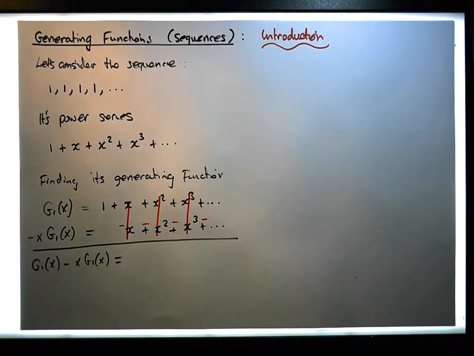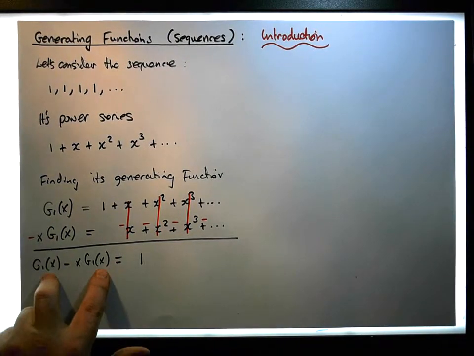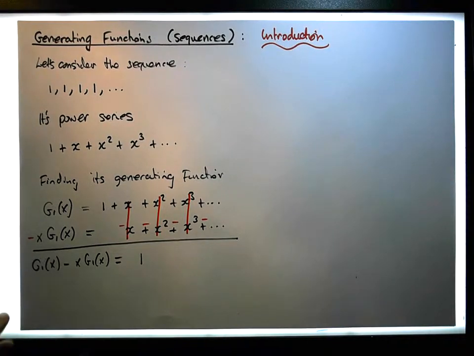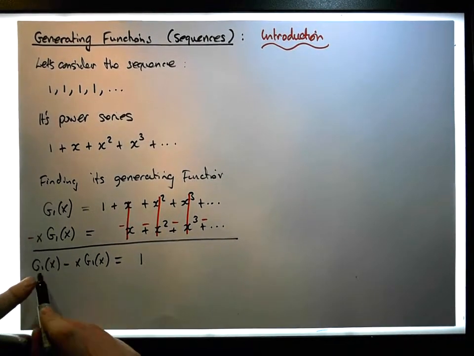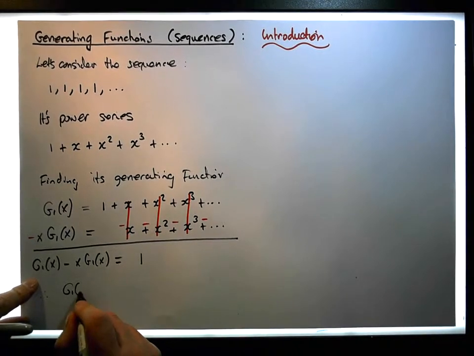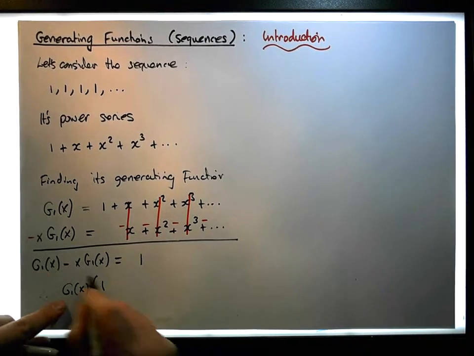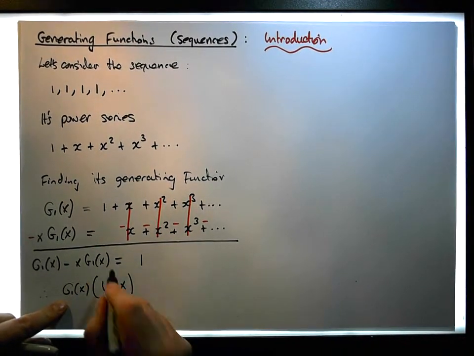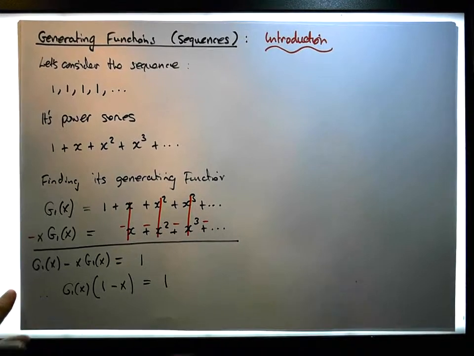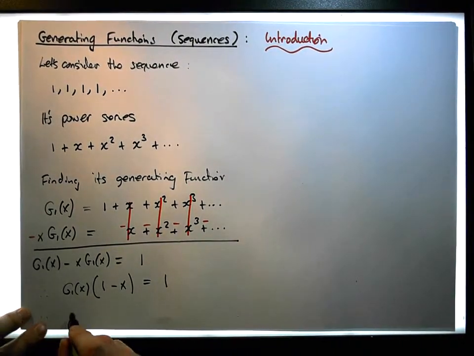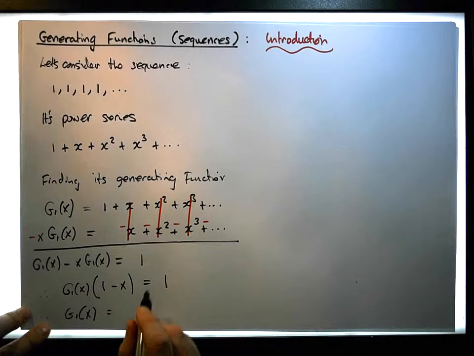And what we're left with is effectively 1. Okay, which is nice. So what we've actually done here is the difference between these two functions is simply equal to 1. So therefore, what do we got? Well, there's a common term here. We have g1 of x times 1 gives us g1 of x, and times minus x gives us x times g1 of x. That must be equal to 1. And therefore, we have that g1 of x is simply equal to 1 divided by 1 minus x.